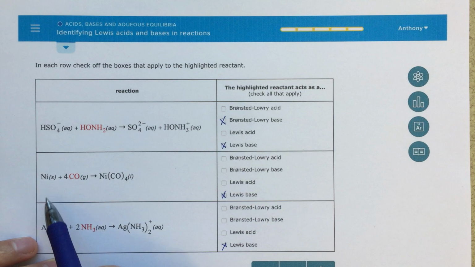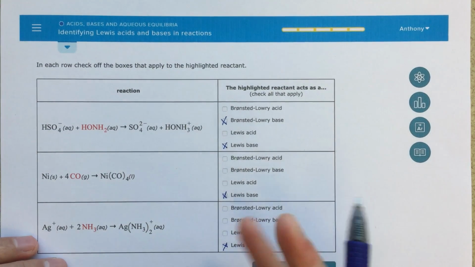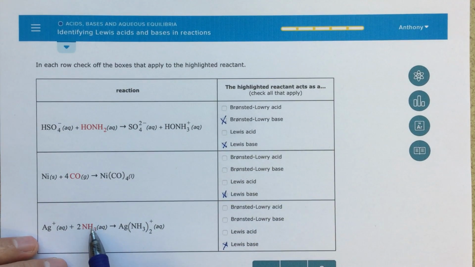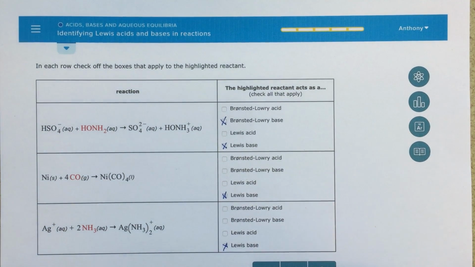If these Ag plus or nickel, if those were the ones that were highlighted, those would be the Lewis acids, right? I don't think we ran into any examples of Lewis acids, but it's just the opposite, right? It's just the opposite of the NH3. This would be acting as a Lewis acid. This is going to be the Lewis base. So it's accepting that electron pair. All right, hope that helps.